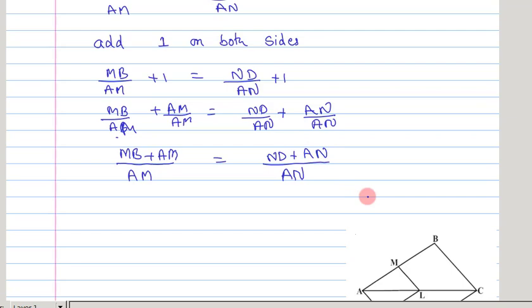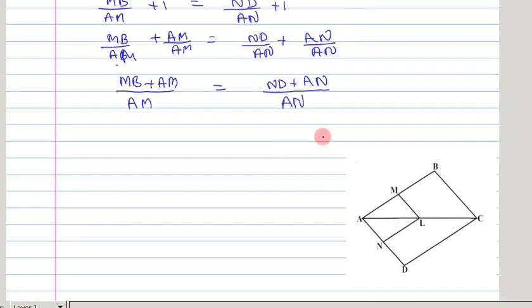Now if you observe the diagram, the first part, the numerator of the LHS, MB plus AM. MB plus AM means what we got? Total AB. That means MB plus AM is equal to AB. Then AM I am writing as it is. In the same manner, ND plus AN, I can write it as AD by AN.